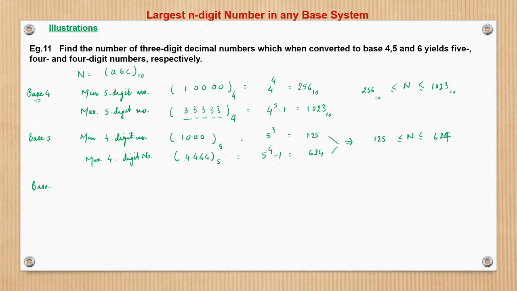Now for base 6 we will check. Base 6 gives a 4 digit number. So what is the minimum 4 digit number in base 6? That is nothing but, so minimum would be 6 cube in base 10, which is 216, right? And maximum 4 digit number is given by 5 5 5 5 in base 6.